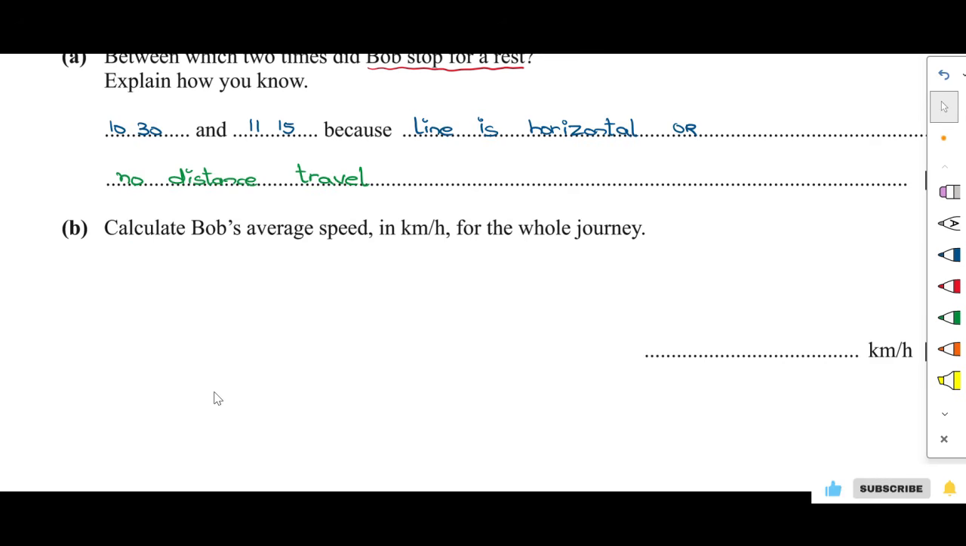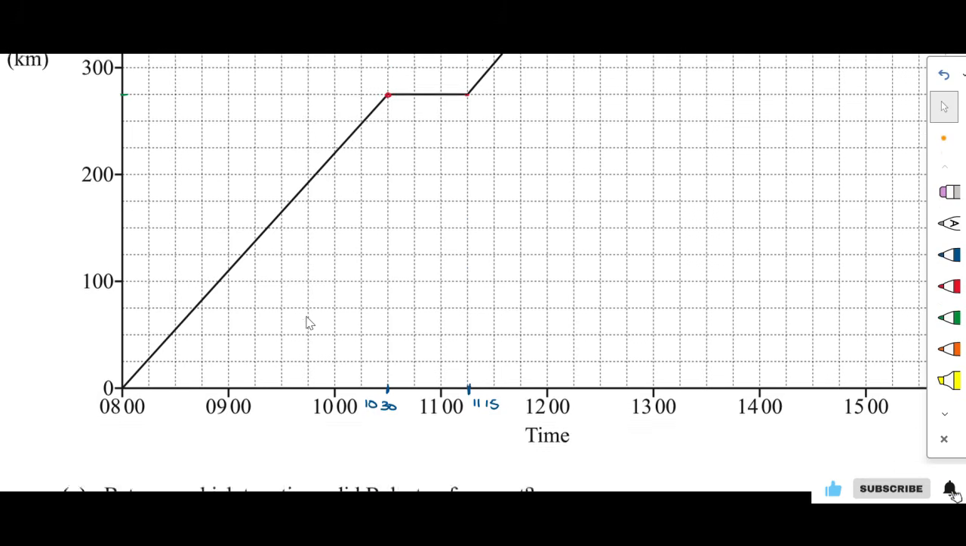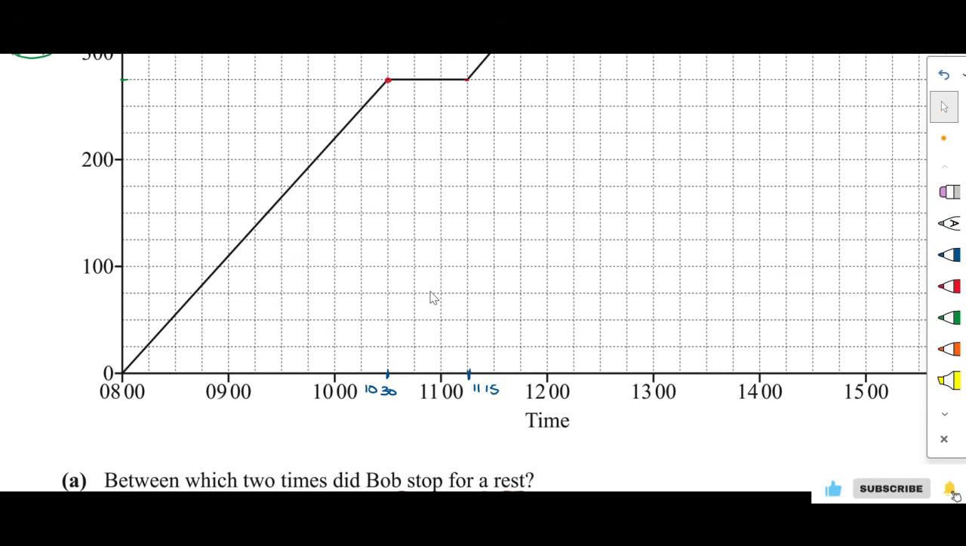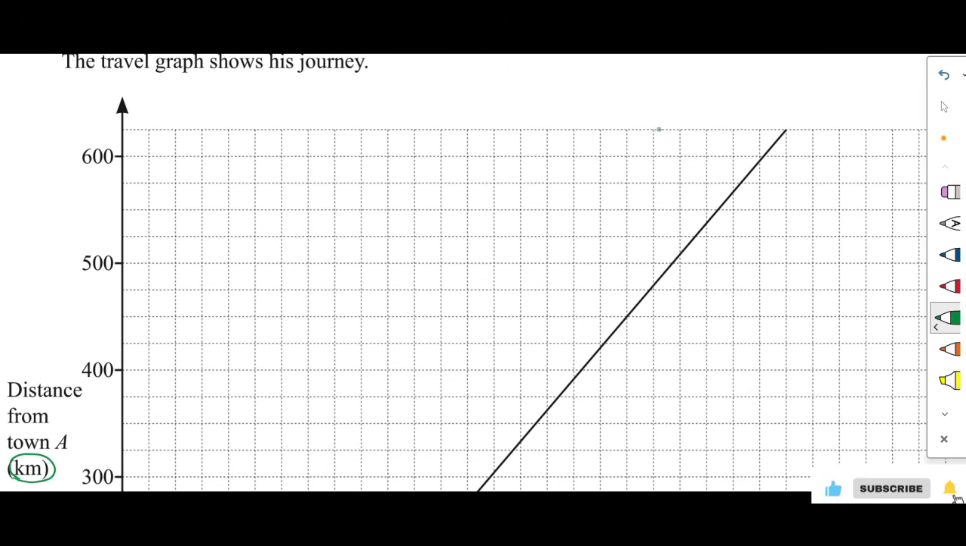Now for part B, work out Bob's average speed in kilometers per hour for the whole journey. His average speed we need to figure out. So we know that speed is basically distance over time. So average speed is total distance traveled divided by the total time taken, right? So how much distance is traveled? This distance is already in kilometers, right? So the distance starts from 0 and ends at what point? And the distance ends at this point. Okay, what is this point? 5, 1, 2, 3, and 4, right?